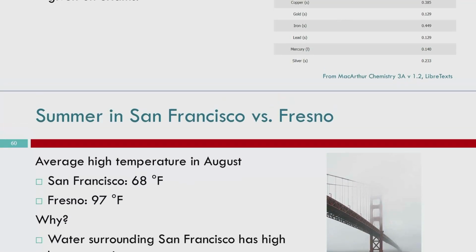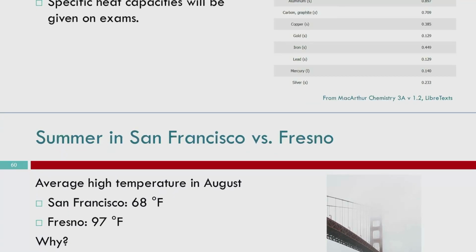This has some applications to why it gets really hot here in the summer. Our average temperature in August for San Francisco is 68 degrees Fahrenheit. This might not be true anymore, but at least it used to be. Must be nice. The average temperature for the Fresno area in August is 97 degrees Fahrenheit. That's a lot hotter. Why? Any ideas why? Because of the water. Yeah.